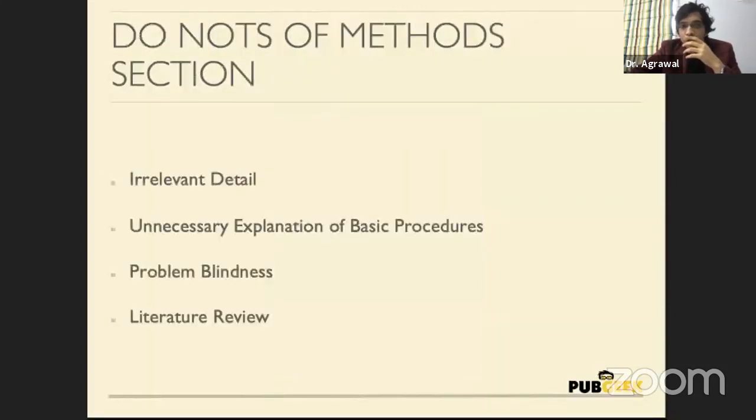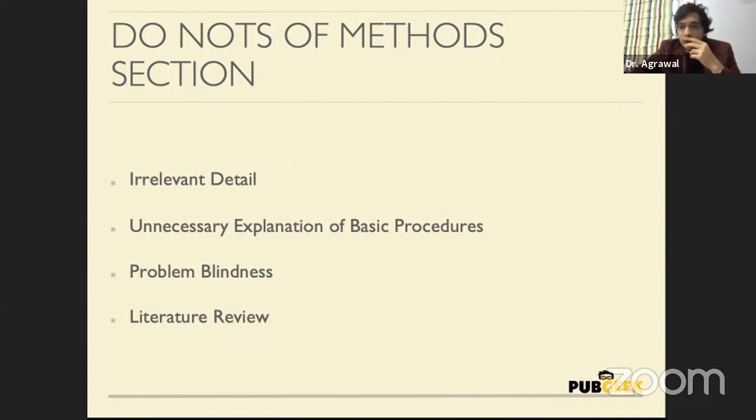So then we move on to the do nots of the method section. The first point is actually applicable for any part of the article that you are writing, because you don't want irrelevant detail to increase the length of your article, and then it'll annoy the reviewer further into reading your article, and annoy him to just go through it again and again and not understand what you're trying to say. So don't write irrelevant detail.